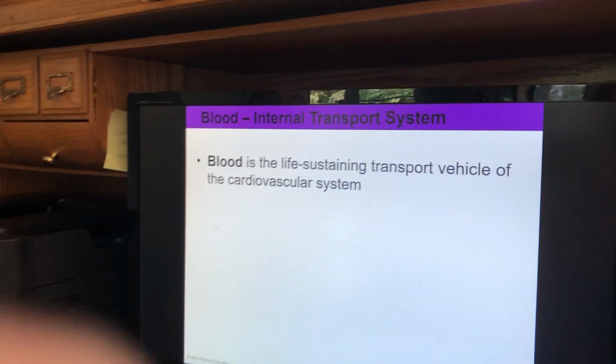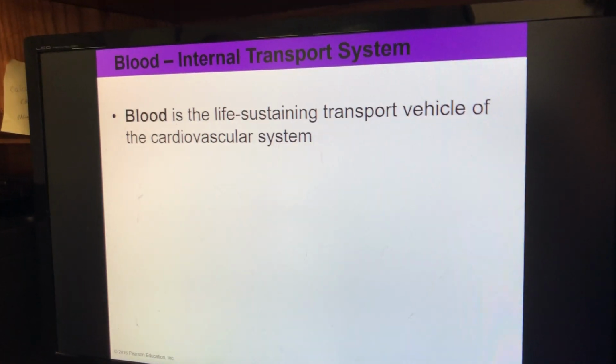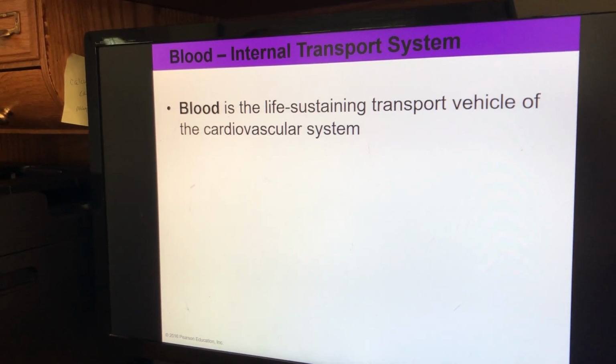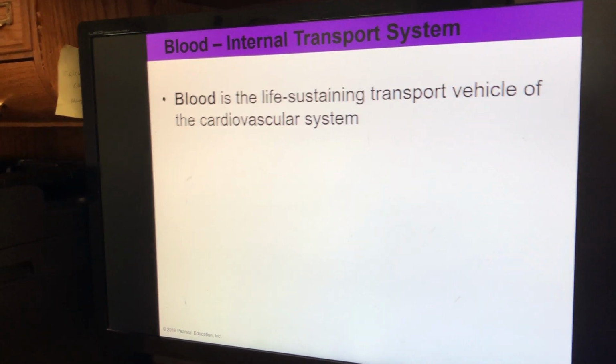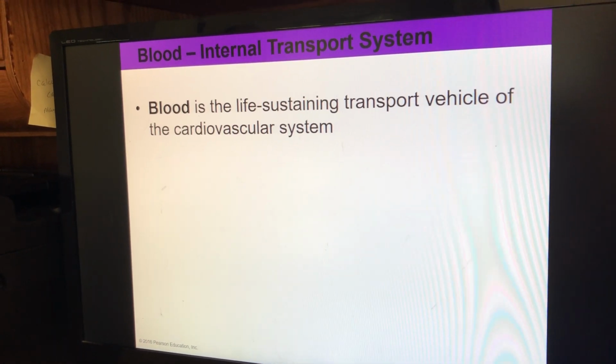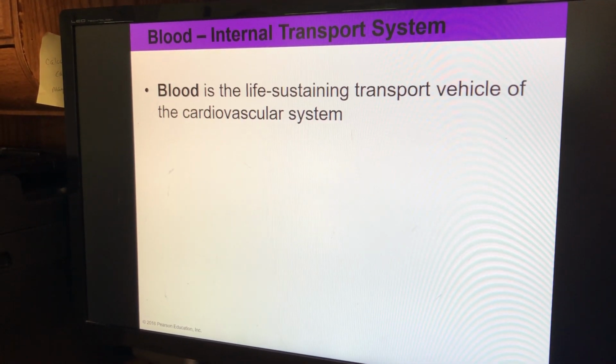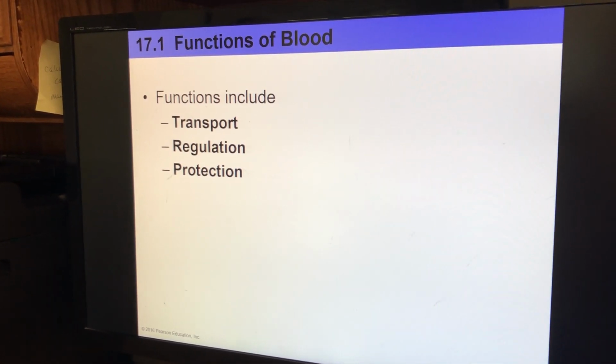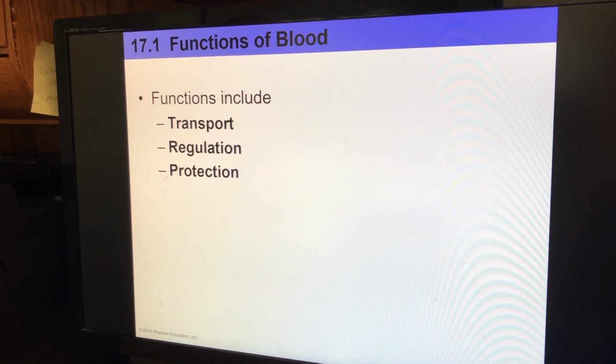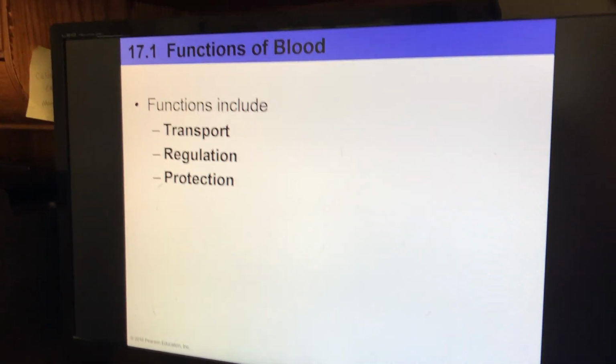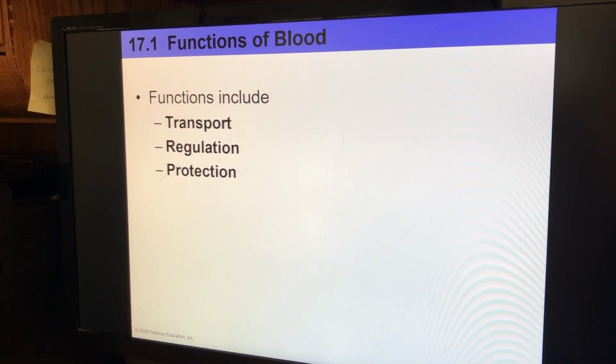I am your AMP2 lab instructor, and I'm going to start talking about blood in a couple seconds. So, blood is the life-sustaining transport vehicle that goes to every cell in the body of the cardiovascular system. Knowing that, blood really has three functions: transporting, regulation, and protection.